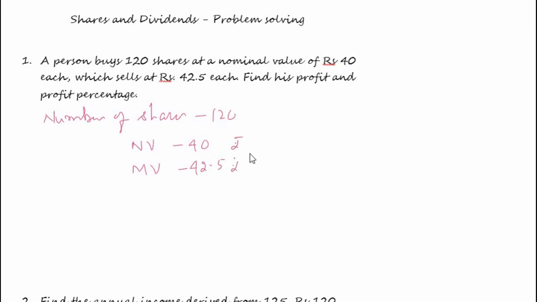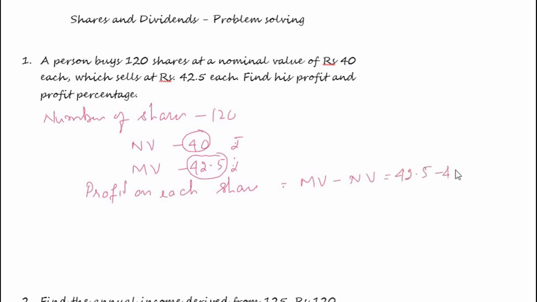Now we need to find the profit. He buys at rupees 40 and he sells at rupees 42.5. So he makes a net 2.5 rupees profit on each share. So profit on each share is MV minus NV, that is equal to 42.5 minus 40, equal to rupees 2.5.